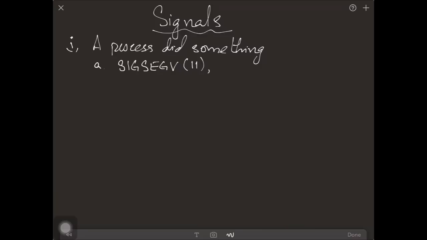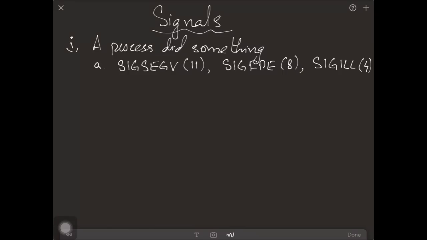And when a process tries to perform a division by 0, it gets a signal that is known as SIGFPE, floating point error. When a process tries to execute some illegal instruction, it gets a signal which is known as SIGILL, whose number is 4.